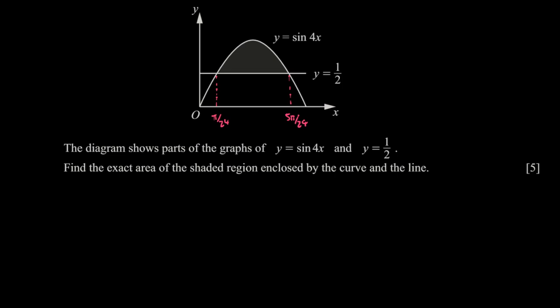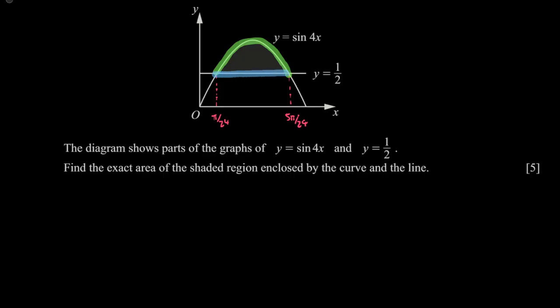Well, I guess what we could do is integrate underneath the curve between pi by 24 and 5 pi by 24, which would give us that whole region there. And then we could subtract off the area of the rectangle. That is one way of doing it. The other way is to say, okay, we've got a region which is defined by a boundary on the top and a boundary on the bottom.